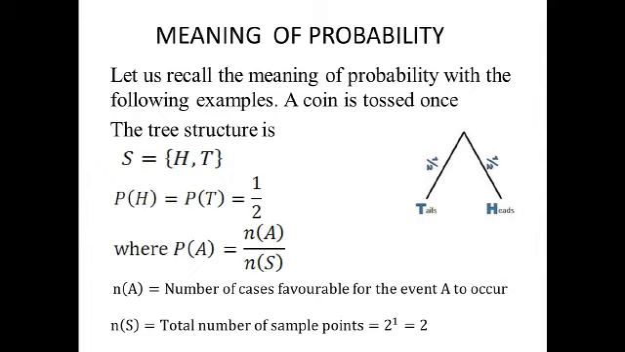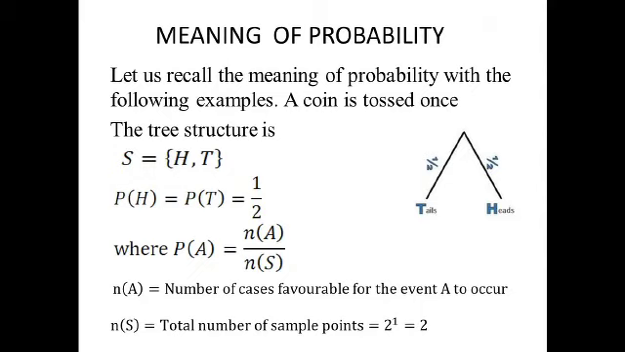Now, to understand this topic, let us just take a peek into the concept of probability which you have studied in your earlier classes. For example, if a coin is tossed once, then the tree structure is as follows. Throwing the coin will be called a trial, and the outcomes which you get, that is head or tail, are called events. The sample space is denoted as capital S, equal to the collection of your sample points, which is {H, T}.